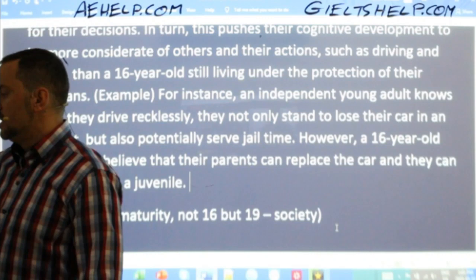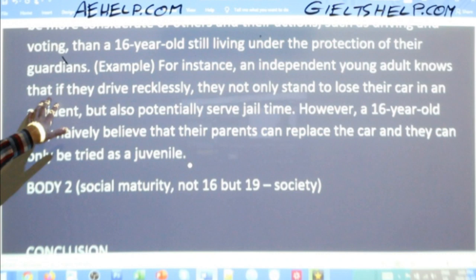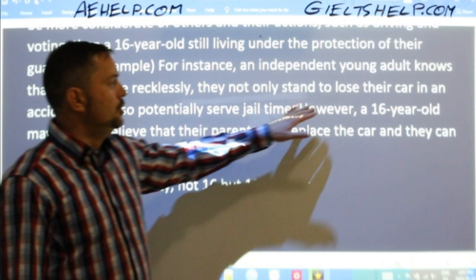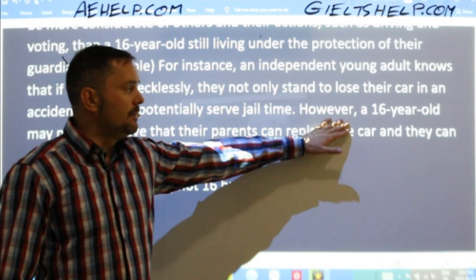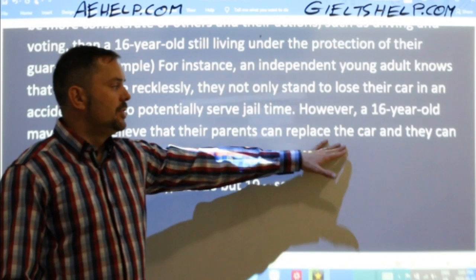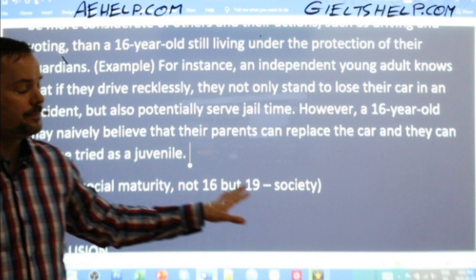So here is my example. For instance, an independent young adult knows that if they drive recklessly, they not only stand to lose their car in an accident, but also potentially serve jail time. However, a 16-year-old may naively believe that their parents can replace the car and they can only be tried as a juvenile, okay? So now my connecting sentence.